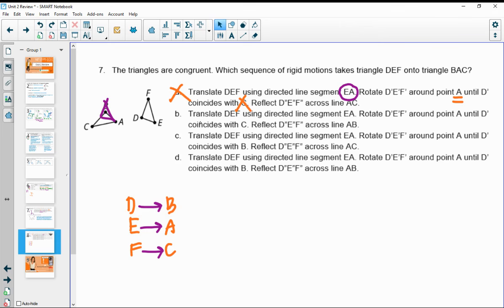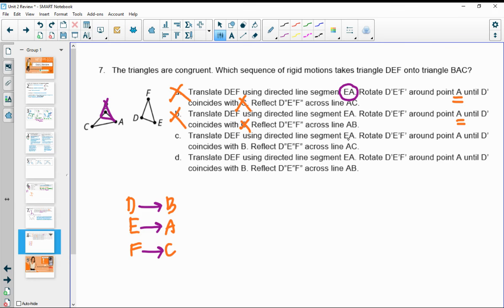Next one starts out the same. It says directed line segment EA. So that's good. And if we look, that's in all of these. Directed line segment EA, directed line segment EA. So that's the first step in everything. Now this says rotate around point A, which again is good, until D coincides with C. Not what we want. So that's bad again.